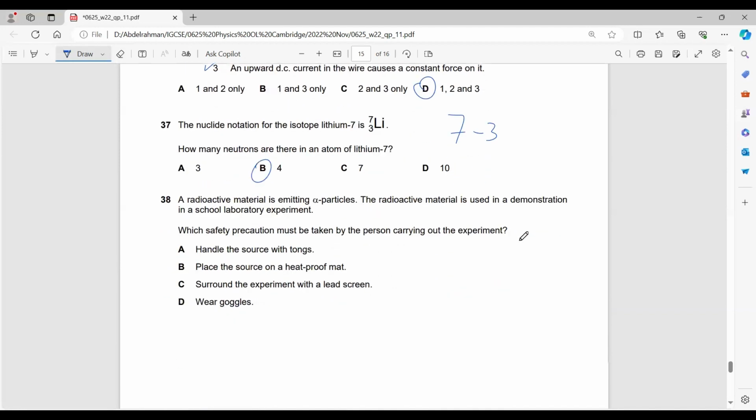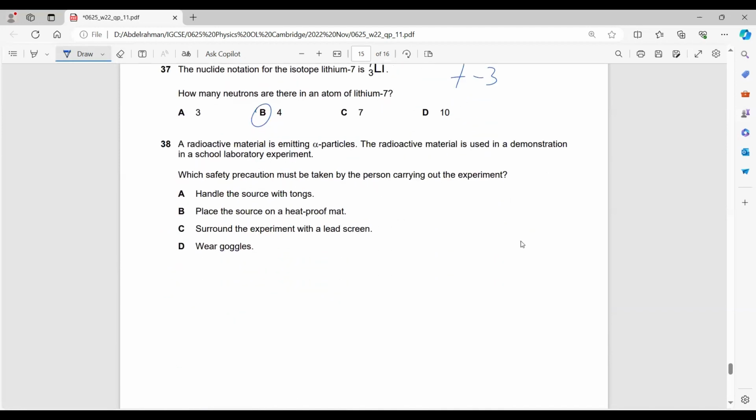A radioactive material is emitting alpha particles. Which safety precaution, one of the most famous safety precautions while dealing with radioactive materials, is handling the source with tongs. Okay.